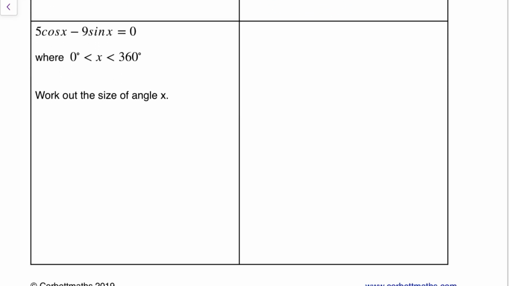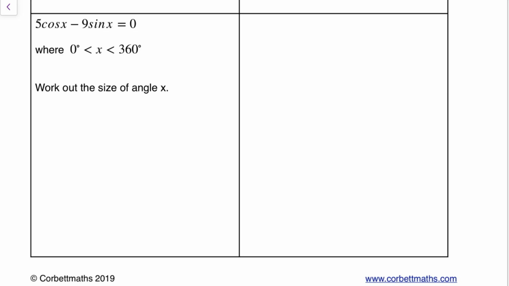Good question. Next question. In fact, the last 3 days we've had very similar questions here, haven't we? Right, what am I going to do? I'm going to move the sine x to the other side. Let's do the steps in between. So 3 cos x equals 9 sine x. I'm going to divide by 9 cos x, which gives me 5 over 9 equals tan x. So it's positive. Then I'm going to do inverse tan. So x equals tan minus 1 of 5 over 9.